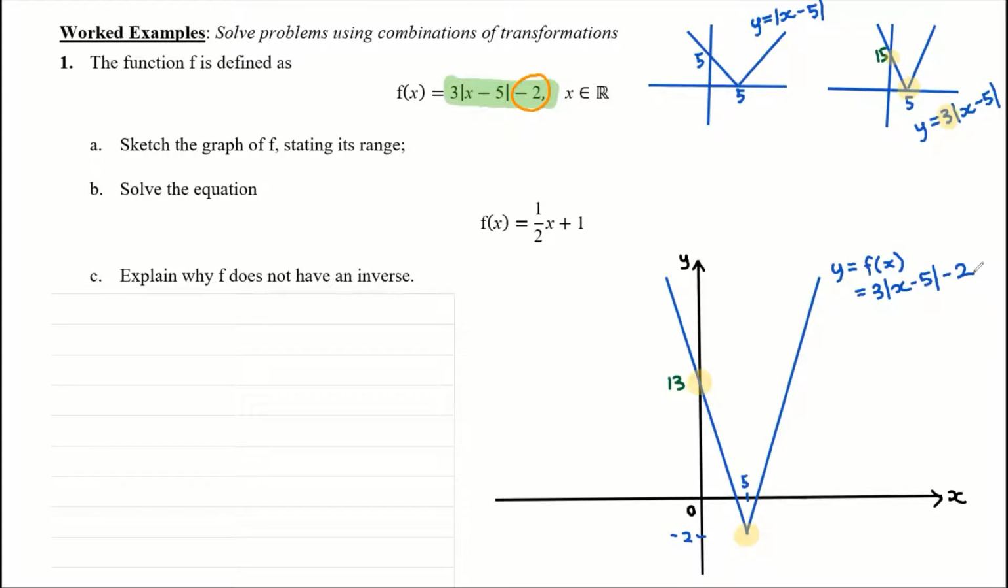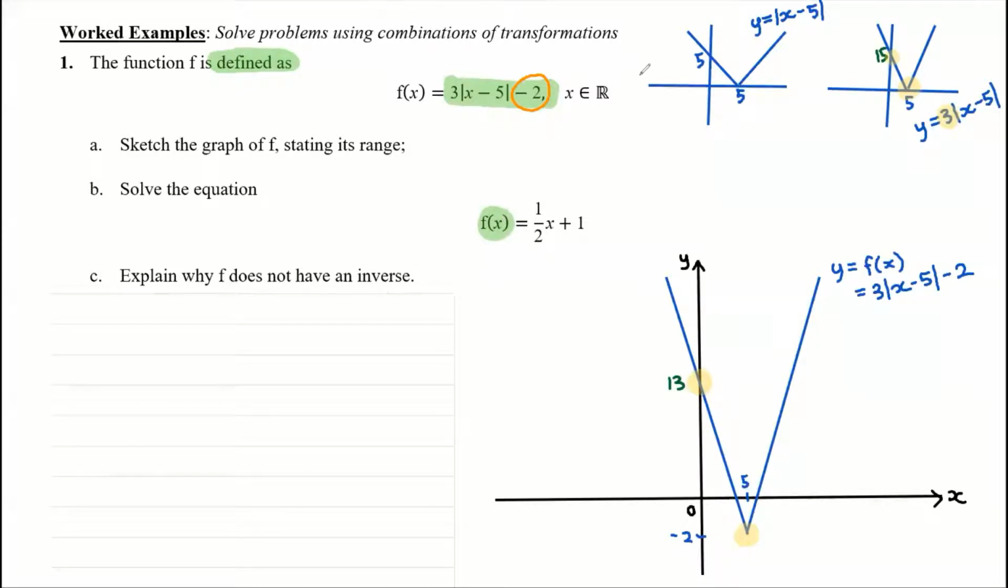Okay, now for the next part, we're going to solve an equation. Now we have f of x is equal to 1/2 x plus 1. That's not to say that the function is defined as that, because that's not what the question says. Okay, the function f is defined in the first part before we even get to part A. It's defined as that modulus function that we've just sketched. This is simply setting f of x equal to 1/2 x plus 1.